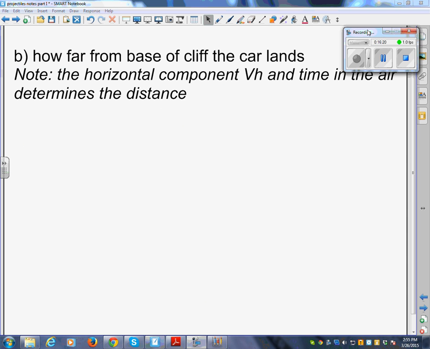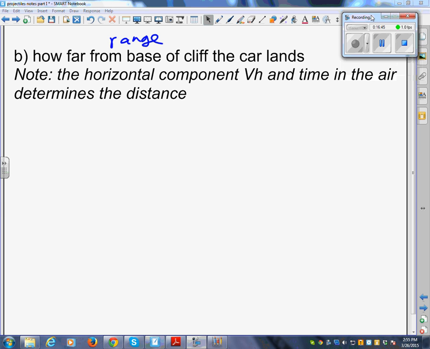Now, the next question is, how far from the base of the cliff does the car land? This is sometimes referred to as the range. The range is how far away. Note, the horizontal component VH and the time in the air determine the distance. How fast you're going determines how far you go, and how long you're in the air determines how far you go.